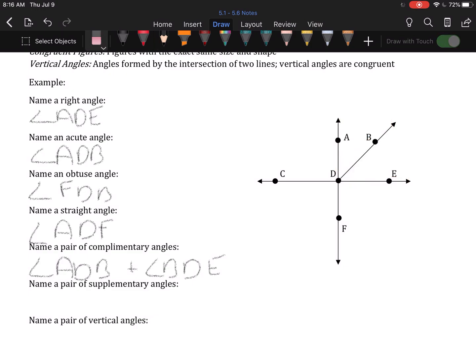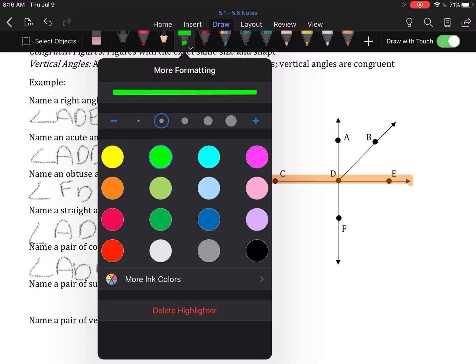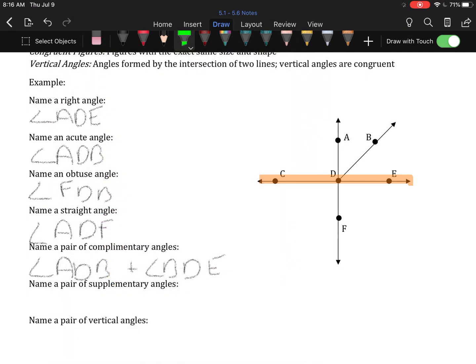To find supplementary angles, you need to highlight a line and then pick one ray that's coming off of that line to split it. What are the two angles highlighted here? They are CDB and BDE.